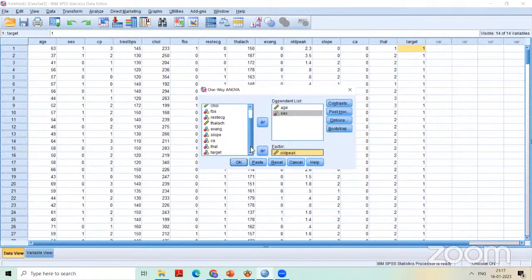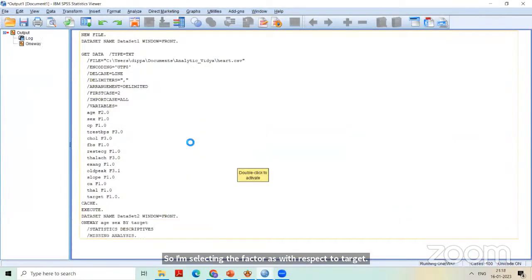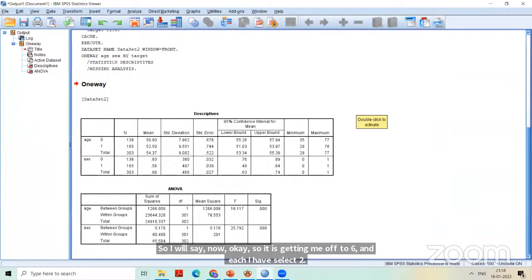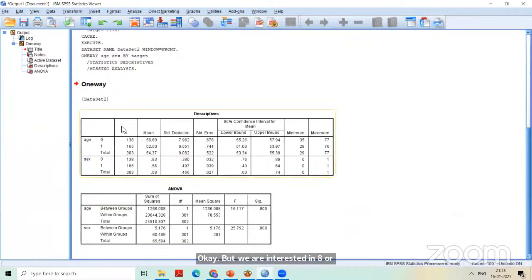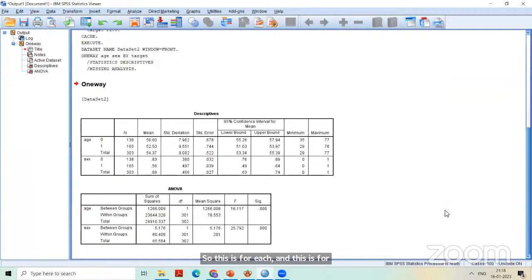Factor. I have to select the factor. That's my target. With respect to target, I want to do this. So I'm selecting the factor as target, and I say okay. It is giving me output for two variables, sex and age. I have selected two, but we are interested in age only. So this is my descriptive statistics. This is for age and this is for sex.